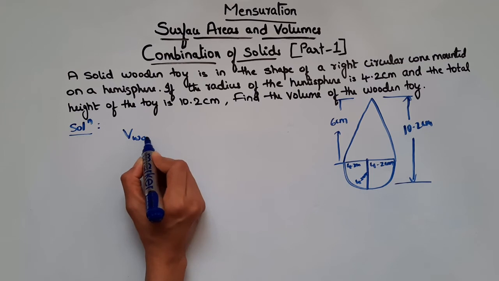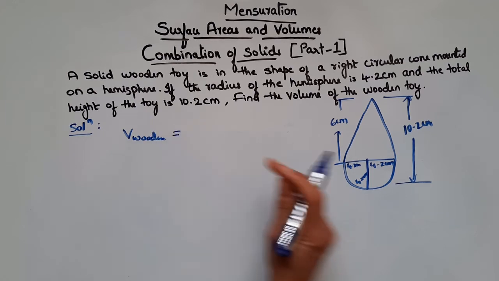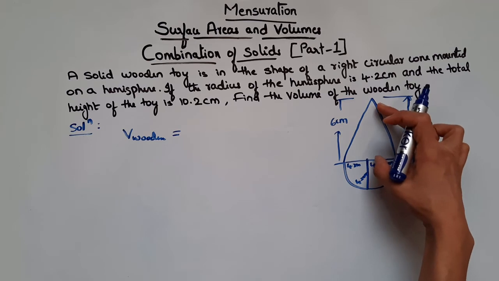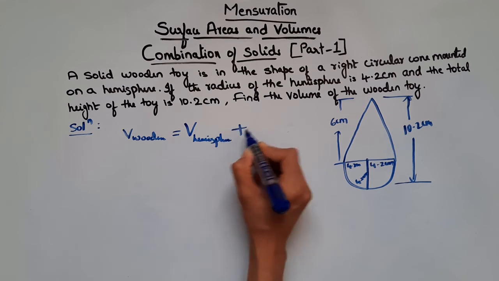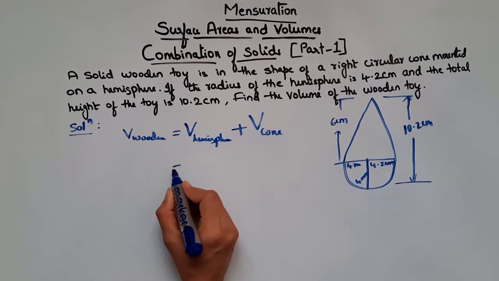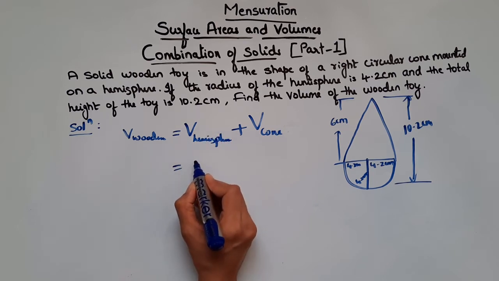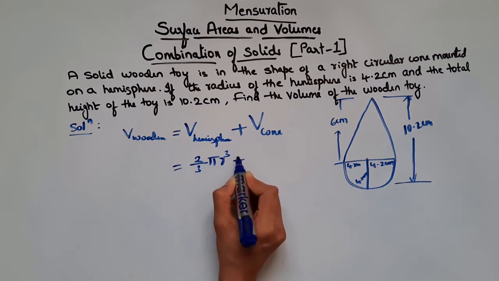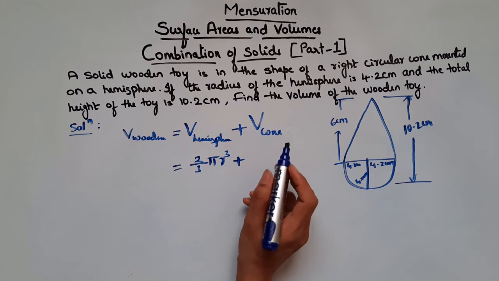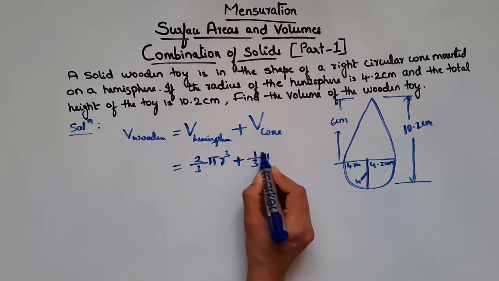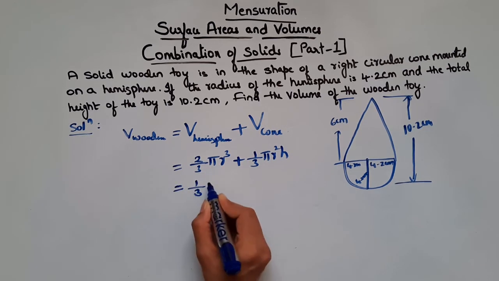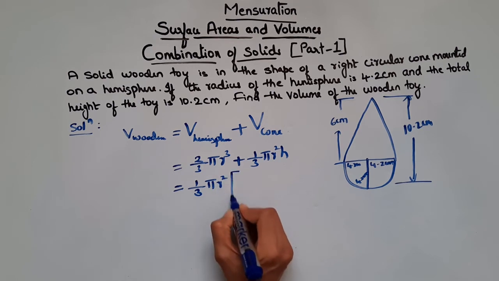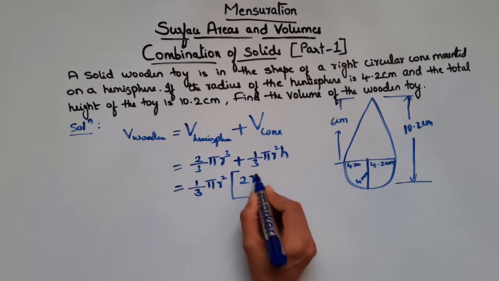So the volume of the wooden toy is equal to the volume of this hemisphere plus the volume of this cone, right? So the volume of the hemisphere plus the volume of the cone, which is equal to, now what is the volume of the hemisphere? It is given by 2 by 3 pi r cube, right? Plus, what is the volume of the cone? The volume of the cone is nothing but 1 by 3 pi r square h. Which is equal to, here what is common? Here 1 by 3 is common, pi is common and r square is common, right? We are left with 2r plus h.